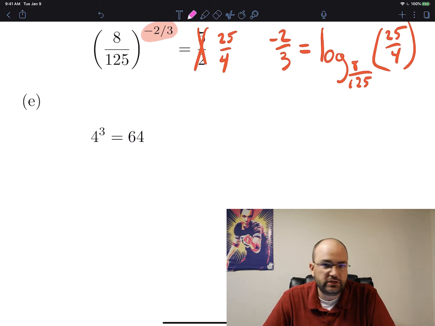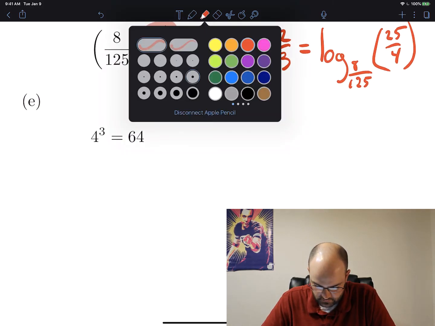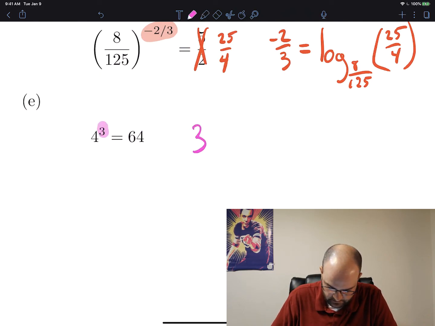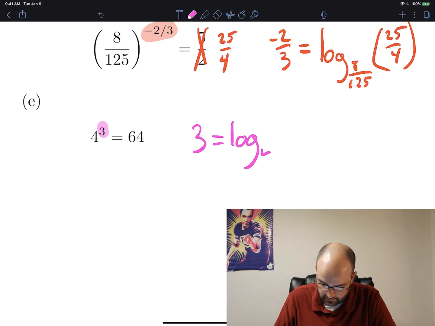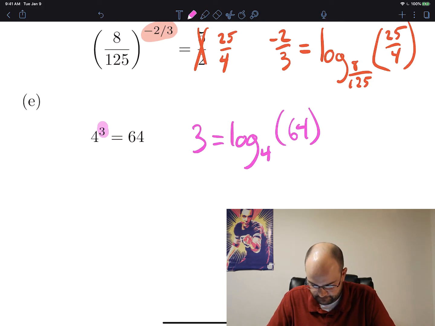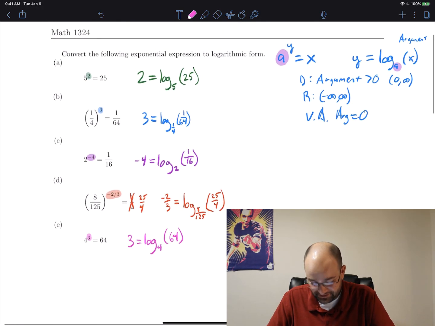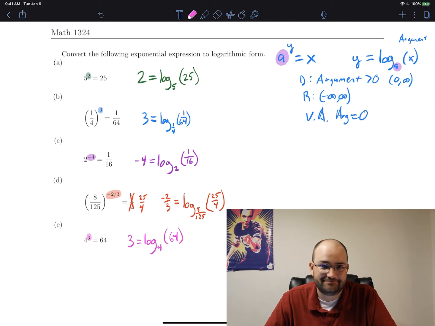Let's move on. We have 4 cubed equals 64. The exponent is 3, is equal to a log with a base of 4 of 64. And there you go. That's pretty much it. I know it's kind of crazy, but converting from exponential form to logarithmic form really is not that hard, especially once you start seeing this pattern.